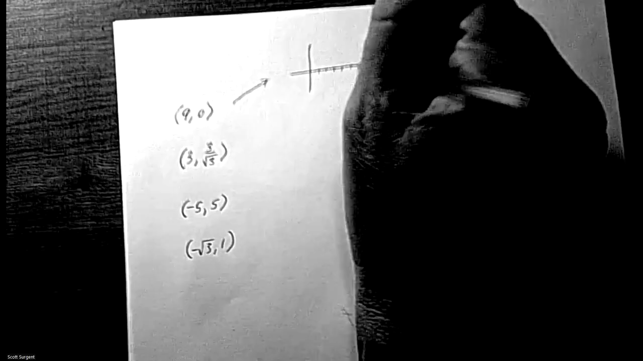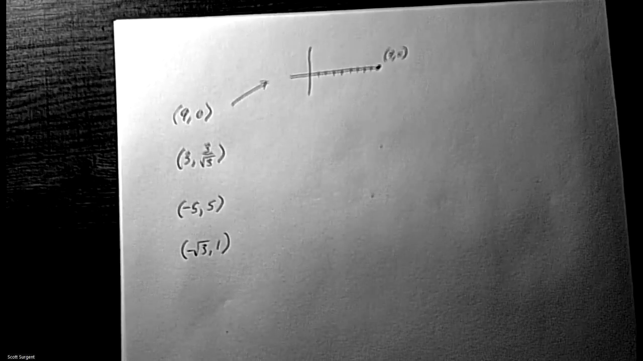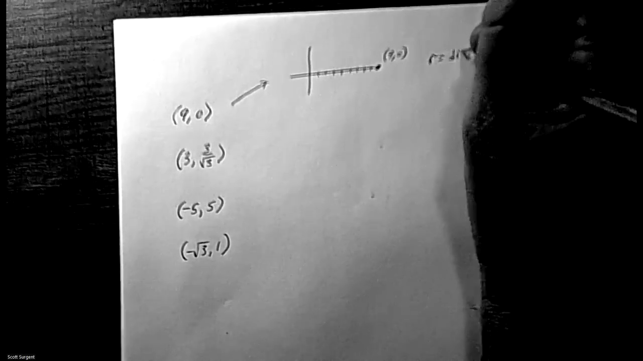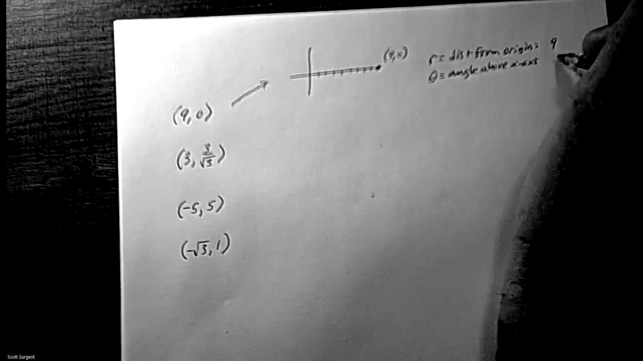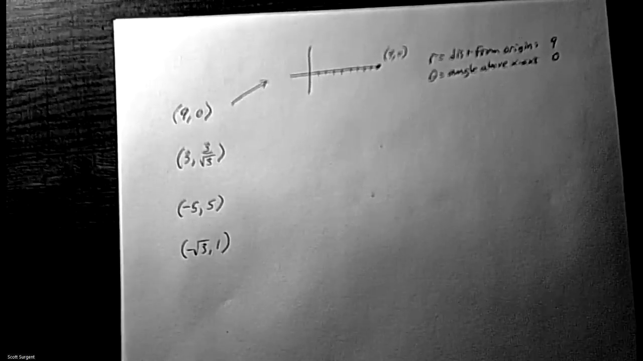So the basic idea, I'll start with an easy one, this 9, 0. If you plot it, it's this point right here. So the r is the distance from the origin. So this is going to be 9. The theta is going to be the angle above the x-axis. And since there's no angle, it just becomes 0. So ironically, it's the same point.